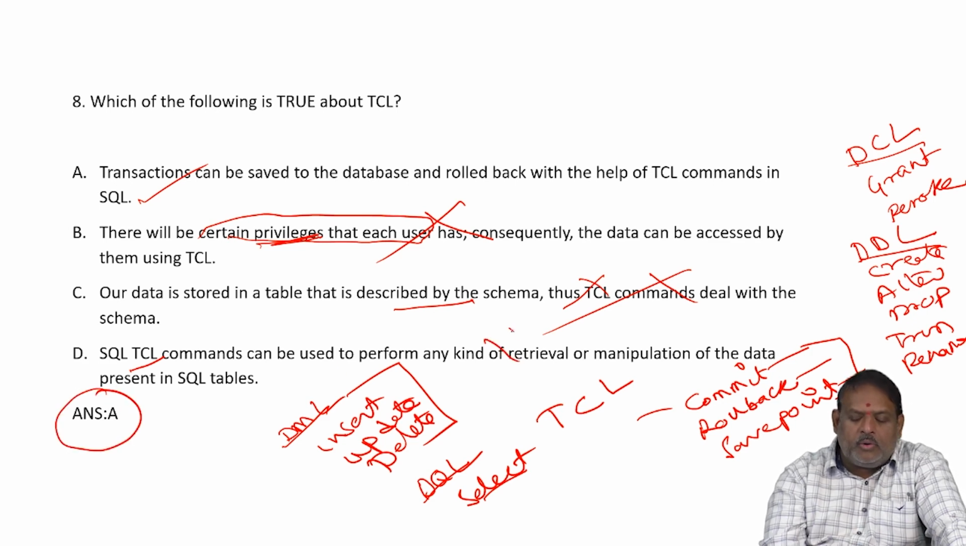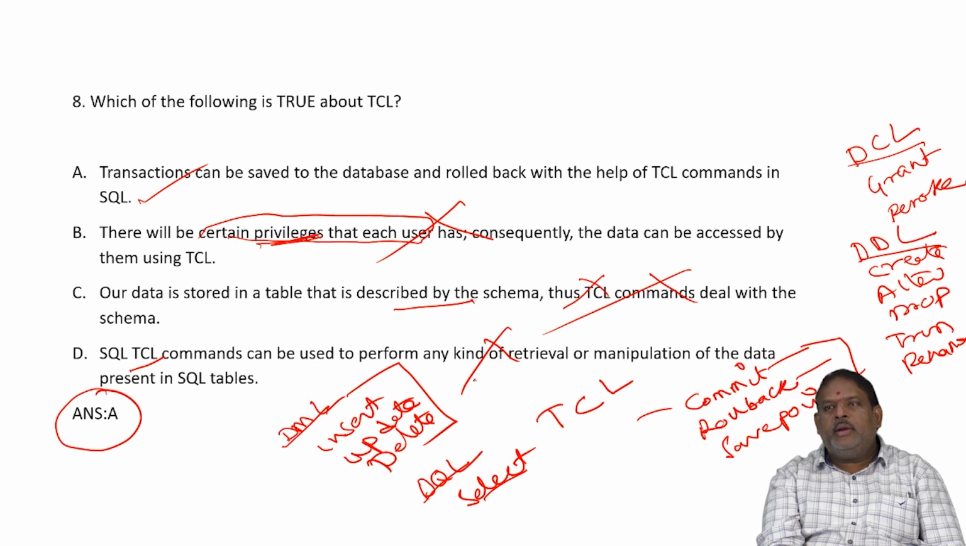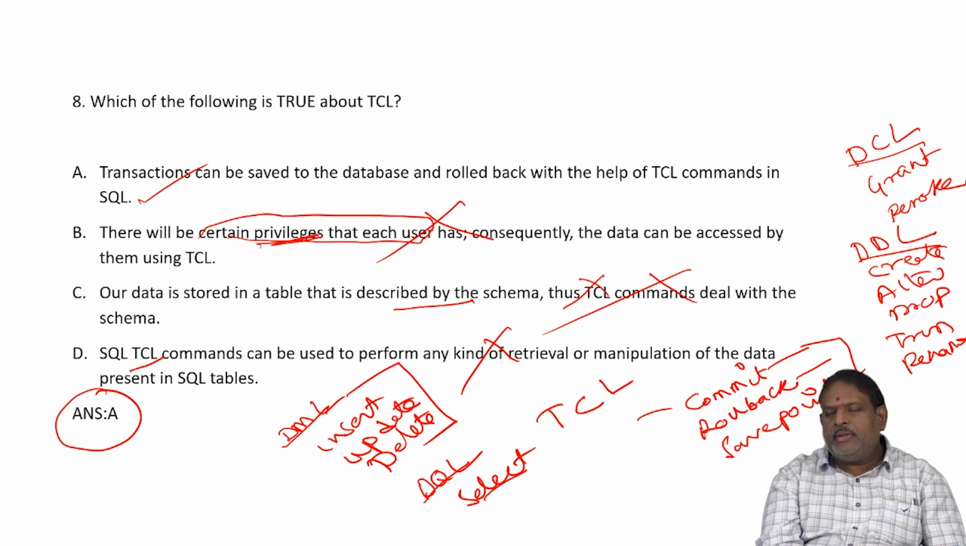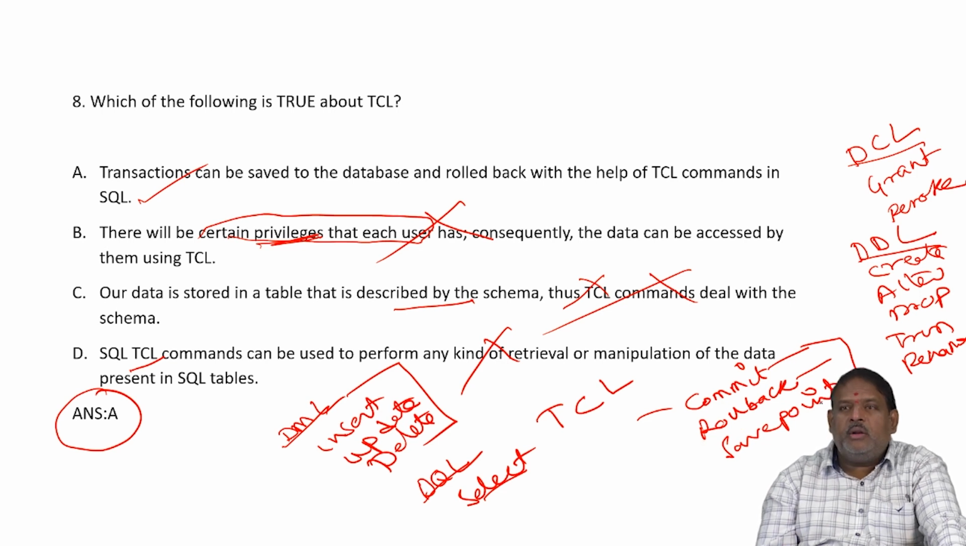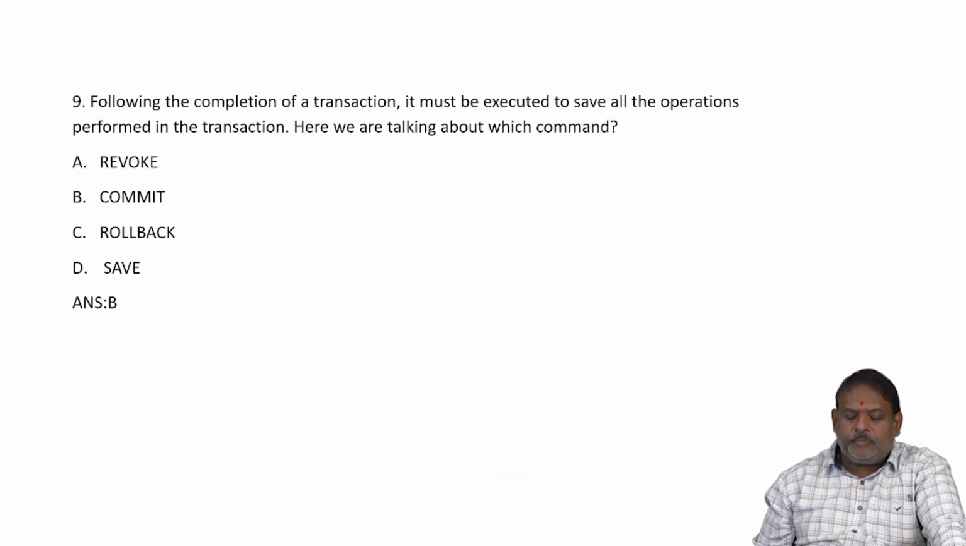This is also ruled out. So for TCL, we have three commands available. Those are commit, rollback, and savepoint. These are used to save the data to the database, or to undo the changes by using the rollback command. The option for this would be option A. That is correct.